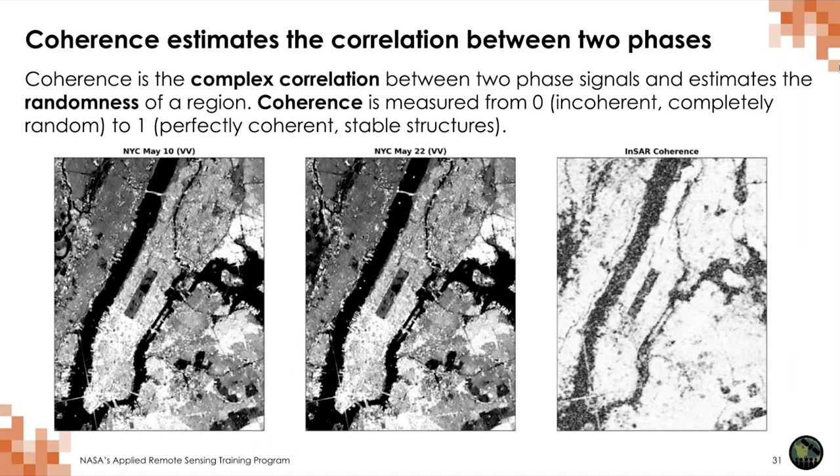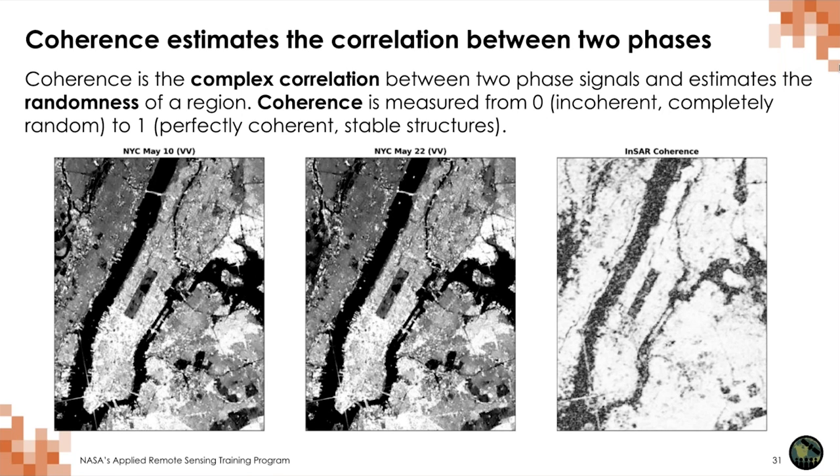And what coherence estimates is the correlation between two phases. But because SAR has a range component and a random component, coherence is therefore an estimate of the complex correlation between two phase signals. And you can think of it intuitively to understand the randomness of an image region. Are scatterers in an image region randomly reorganizing and not associated to the last image pass from the sensor? Or are they stable? And are they giving you similar phase information that you saw in prior acquisitions? So coherence is measured from zero, incoherent, completely random image regions to one, perfectly coherent, stable structures.